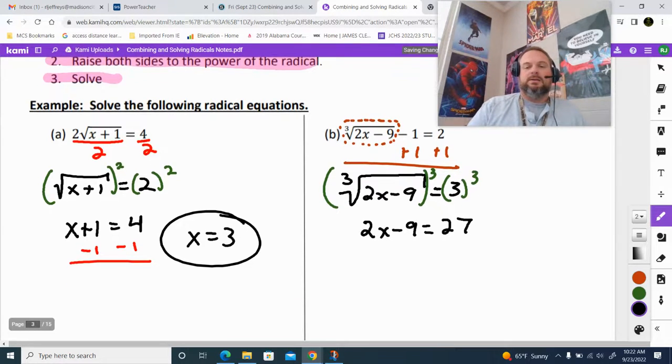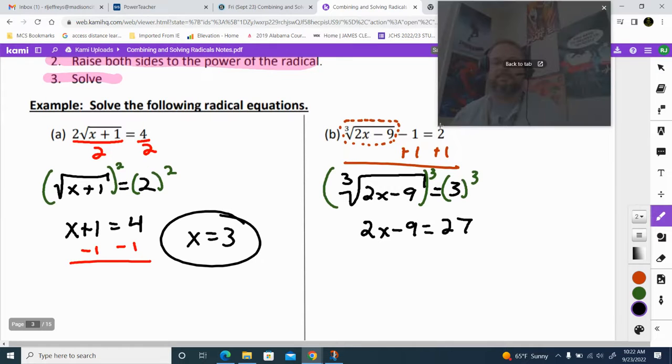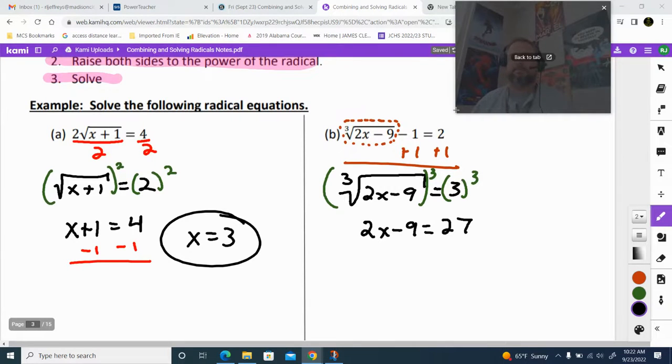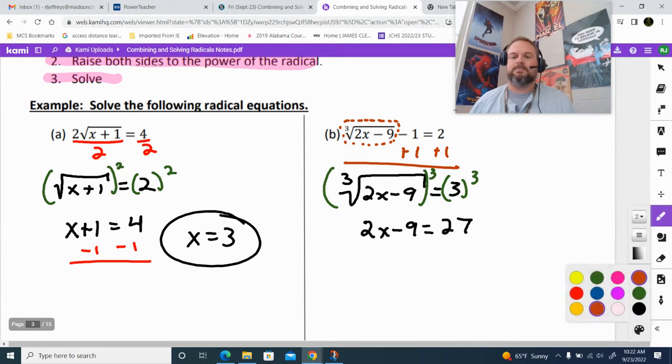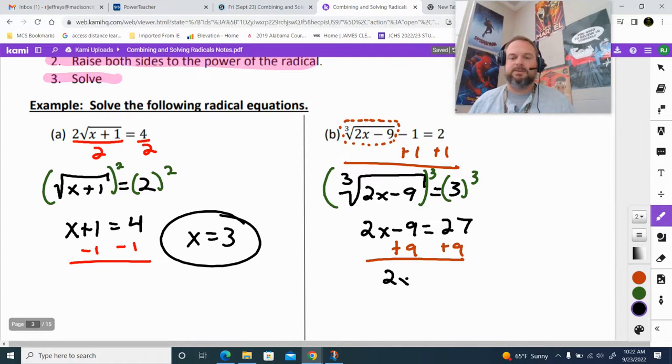All right. Now, how would I get rid of the minus 9? Add 9. Thank you. 2x equals 36. Bless you. How would I get rid of the 2 that's being multiplied by x? Divide it. So x equals 18.